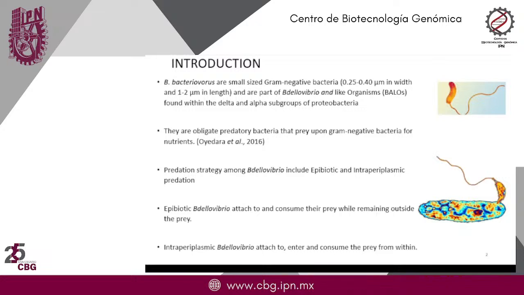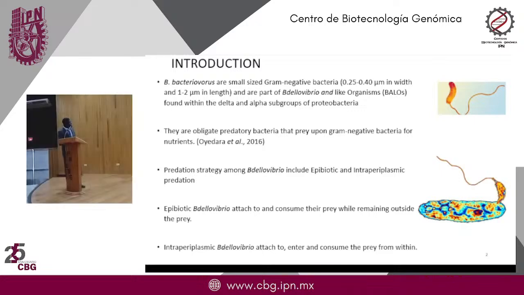So I'll introduce Bdellovibrio to us. Bdellovibrio is a very small gram-negative bacteria of about 0.25 to 0.4 micrometers, and we can see the diagram of Bdellovibrio over here. They are obligate predatory bacteria that prey on gram-negative bacteria for nutrients. So they cannot survive really without the host, although some forms have been isolated independent of the host. The predation strategy among Bdellovibrio includes epibiotic and intraperiplasmic predation.